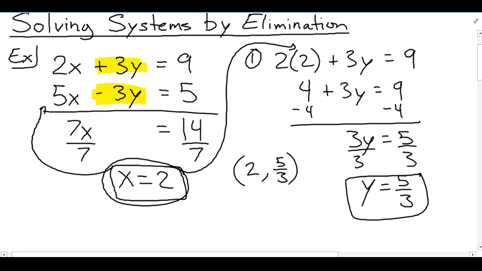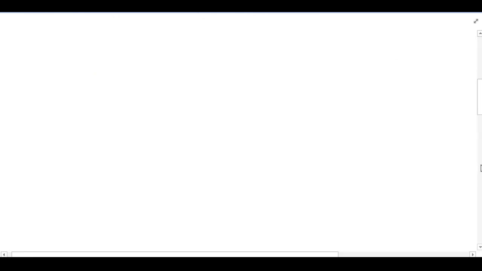It's a nice method, right? It's a quick method, but only if your equations are set up correctly and your variables line up to the point where it's easy to eliminate each other, right? You're not always going to have problems like that, but when you do, it's pretty nice. It's pretty sweet if you have this method.